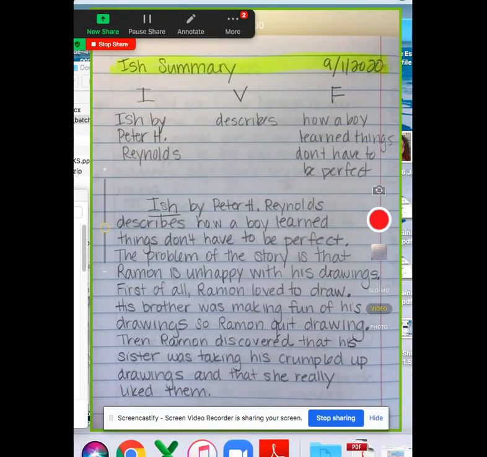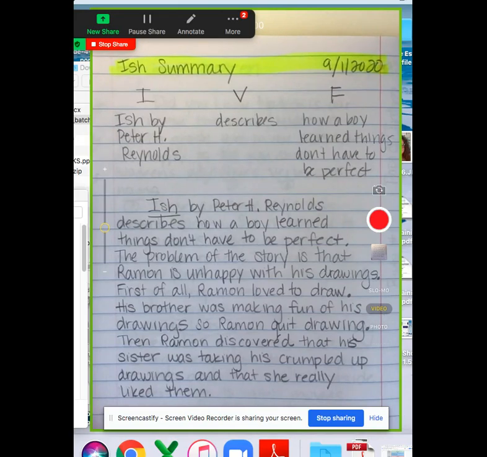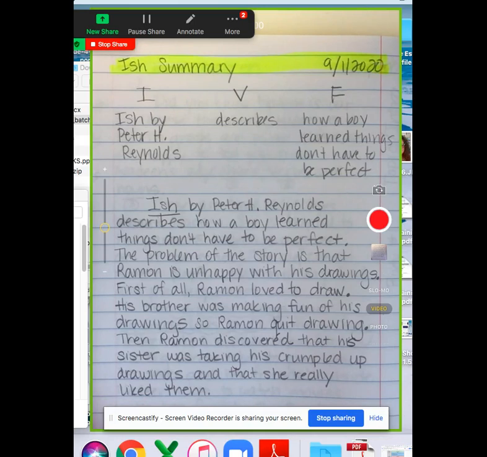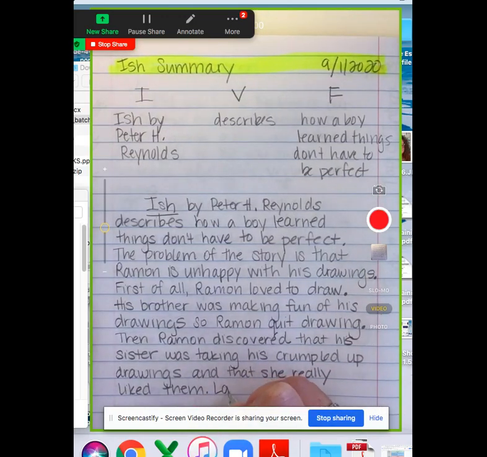I love this idea. So who can help us take Kate's idea and put it together into a clear sentence for our summary paragraph? Think of what Kate said, because that's all really important. Thank you, Kate. Naya, can you put that together? Yeah. Lastly, the solution was that his sister said that they were ish drawings because they looked like what he meant to draw, kind of what he meant to draw.